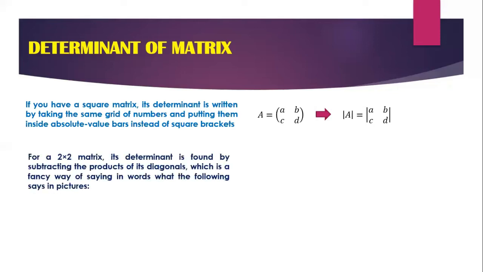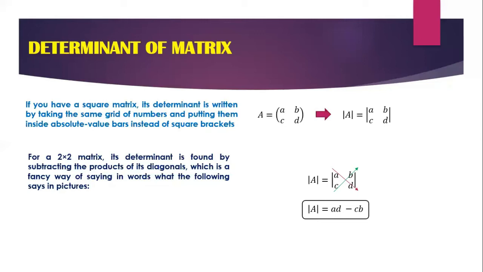For a 2 times 2 matrix, its determinant is found by subtracting the products of its diagonals, which is a fancy way of saying in words what the following says in pictures. Look at the diagram below. So determinant A is the absolute value of A, B, C, D. Now we're going to find the product of its diagonals, and the product of one diagonal will be subtracted. Here we are. So the determinant of A is AD minus BC.